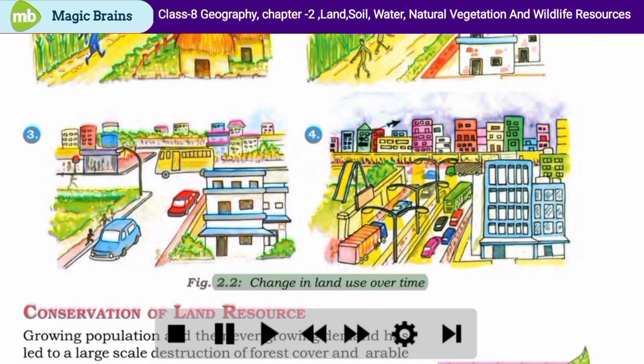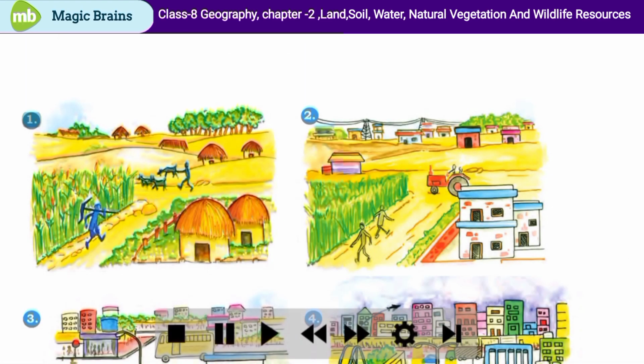Page number 9. There is figure number 2.2. In this figure, with the help of 4 diagrams, the change in land use over time has been given. In the first diagram, we see the land is mostly used for agriculture. Then, in second diagram, the houses are slowly increasing and the land used for agriculture has reduced.